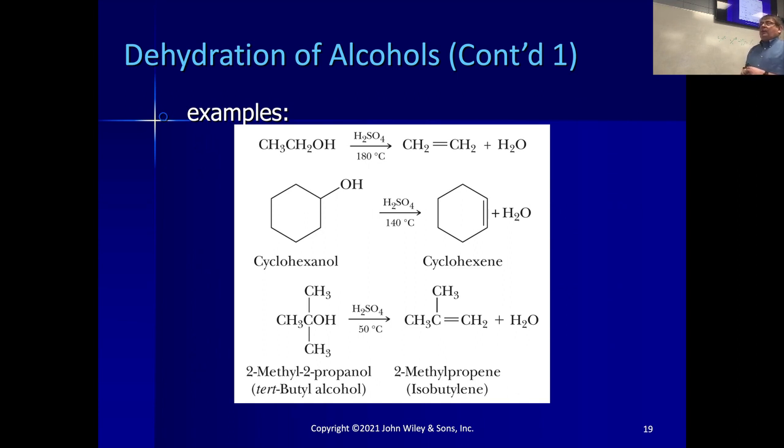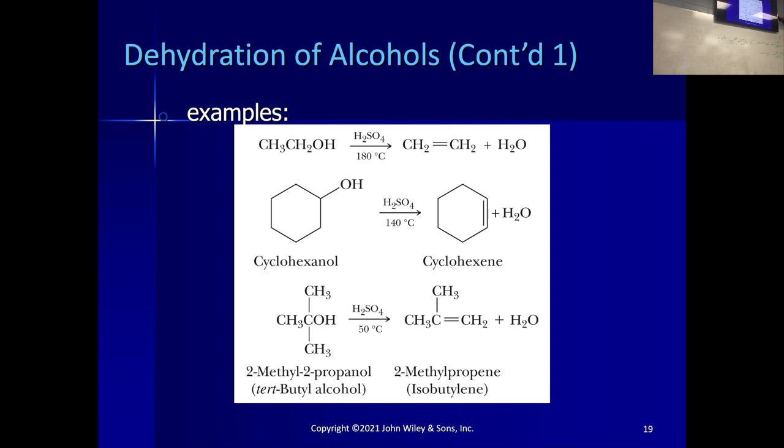Notice the acids that are being used. For the purposes of this course, we're only going to talk about one dehydrating acid. There are several, but it's sulfuric acid. Sulfuric acid is called a dehydrating acid. It likes to remove water from carbohydrates and alcohols.